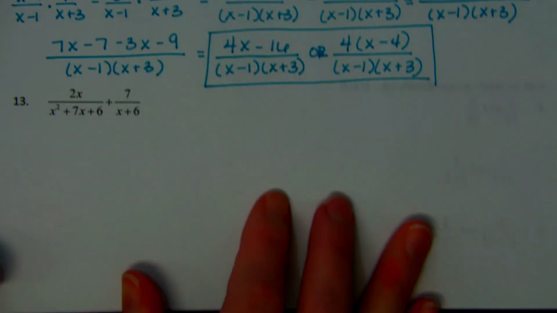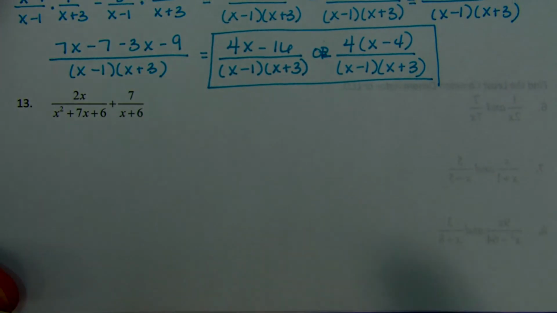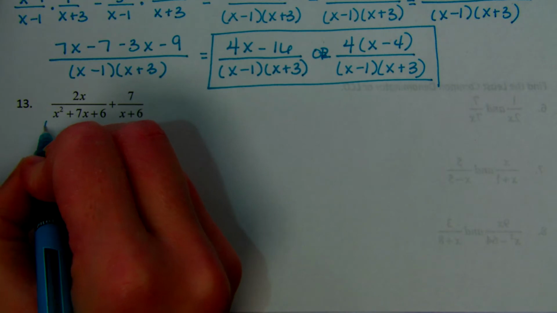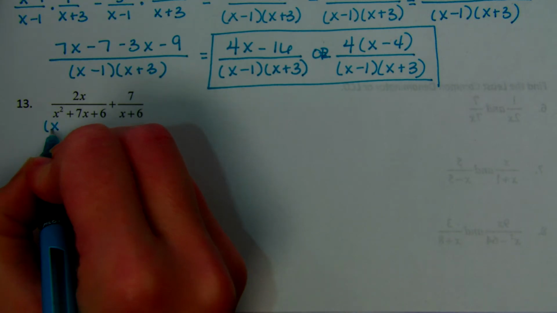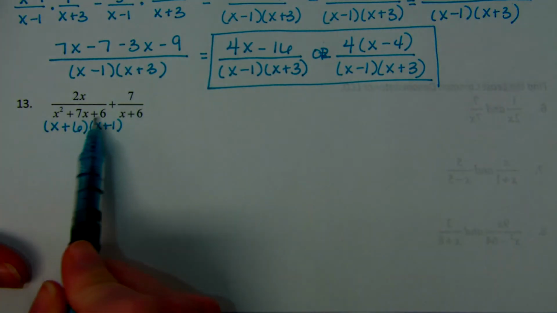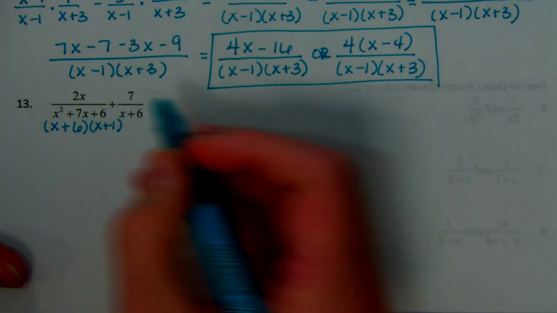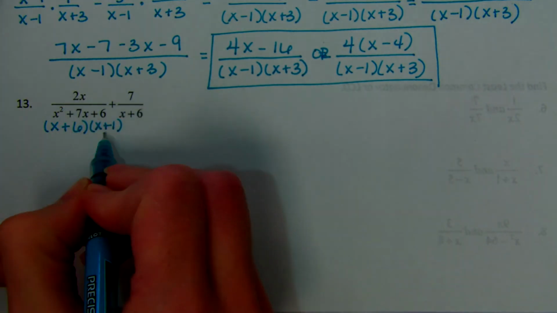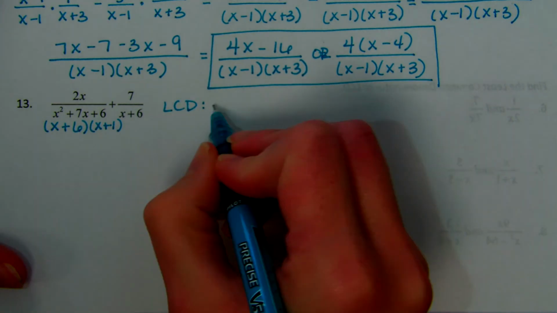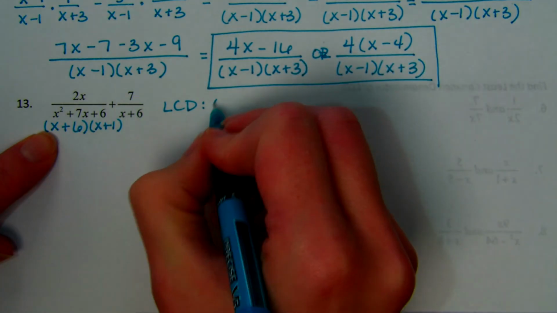All right, guys, number 13 is just a little different. It's actually easier than the other ones, though. For this one, we need to factor. So this x squared plus 7x plus 6, it factors to x plus 6 and x plus 1. It's another one of those one difference between this number and this number, right? So that's what it factors to. And so the denominator for this 2x is x plus 6 times x plus 1. Well, to find our LCD, we say, do they have anything in common? In this case, they do. They both have an x plus 6, so that's what we write first.